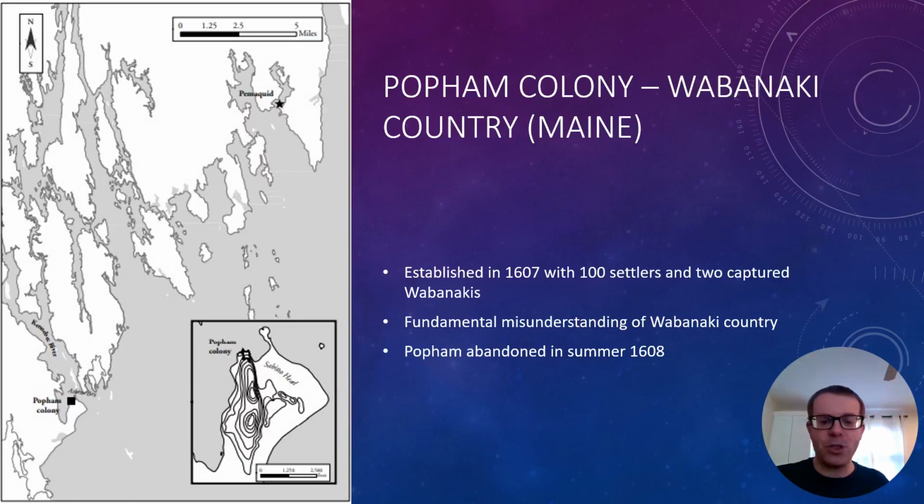And George Popham actually dies in February of 1608. But the settlers are able to survive the very harsh winter. But by the summer of 1608, they realize they're not going to find any rare metals or anything like that, and they don't have any resources to properly feed themselves. And Gilbert and the other settlers abandoned the colony in 1608, really never to return. And so that is the very short end of Popham Colony in 1608.